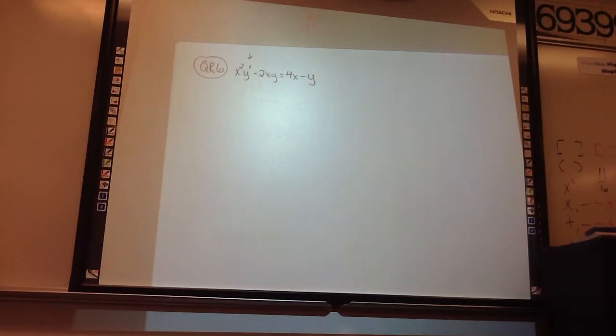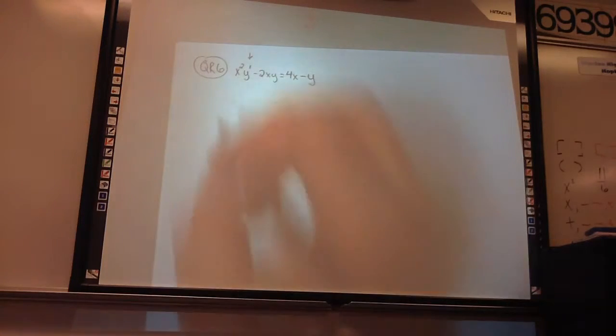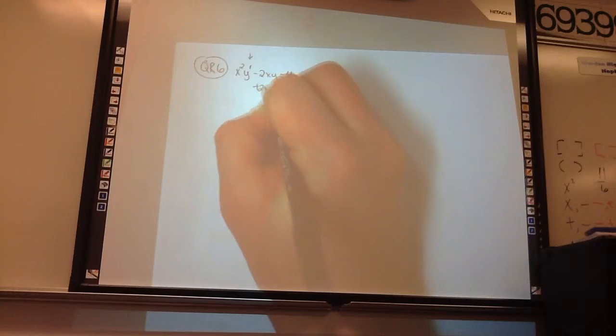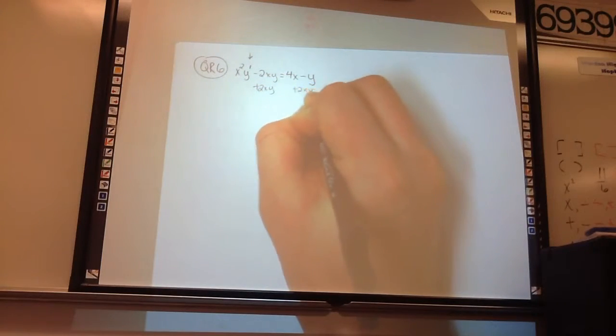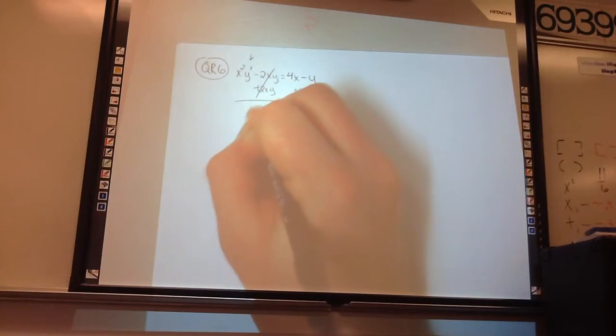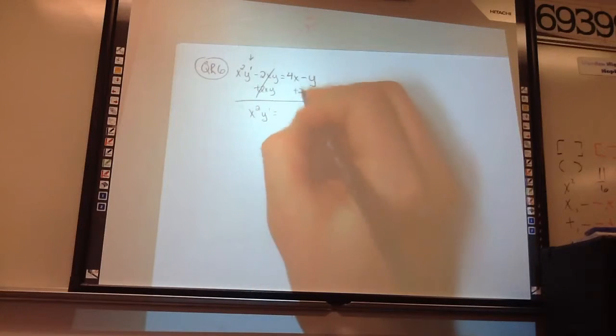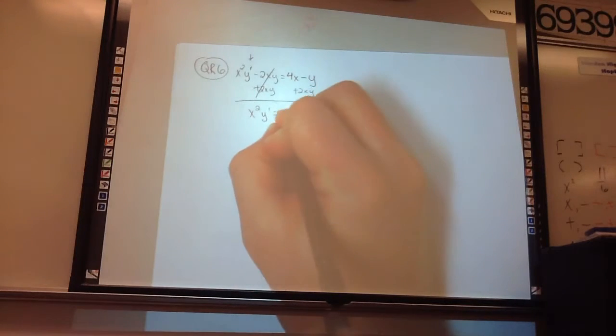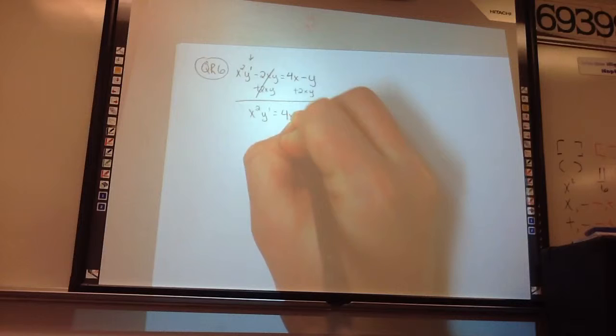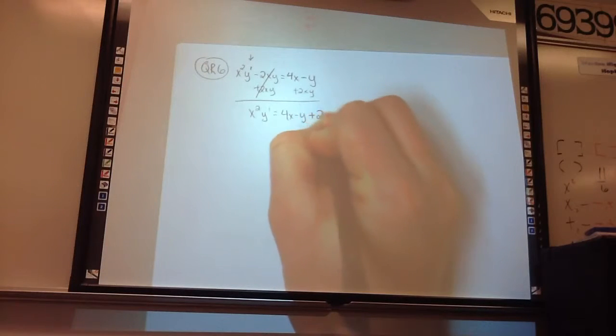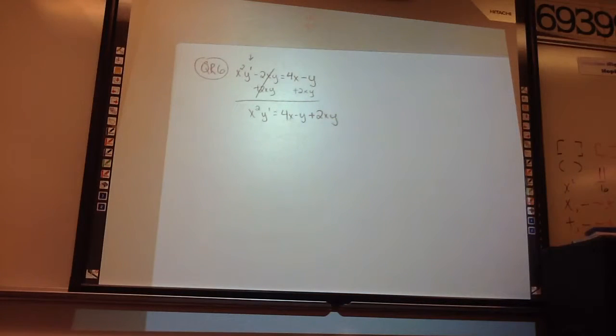This is essentially an 8th grade problem with a bunch of weird stuff written there. So don't think too hard. So what would you do first? Add 2xy. So now you have x squared y prime equals, none of those are like terms, so you'd have 4x minus y plus 2xy. Divide by x squared and you're done.